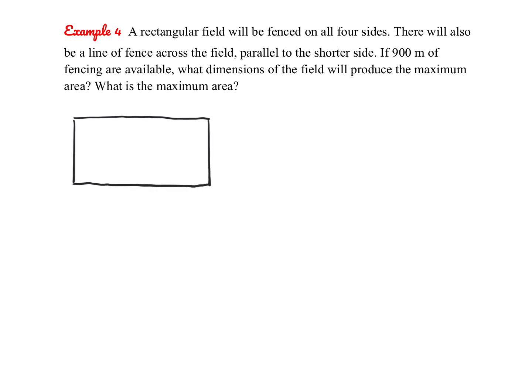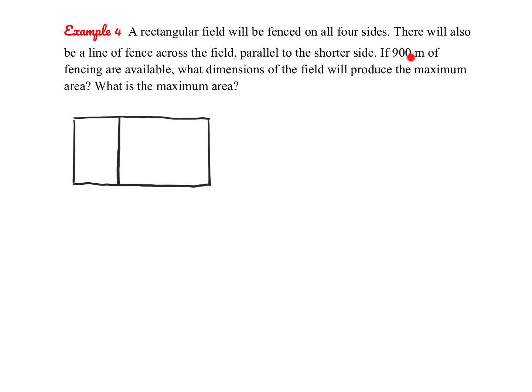And then it does say here that there's an additional line of fence across the field parallel to the shorter side. So I can see that these are my shorter sides, so it should be parallel to that side. It doesn't say where in the field. It doesn't need to be in the exact middle, just somewhere in between.